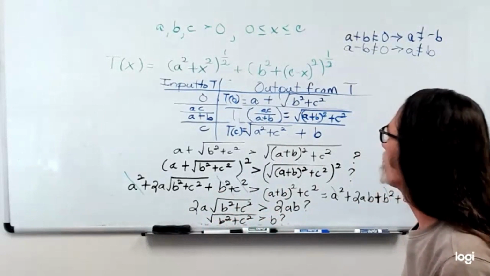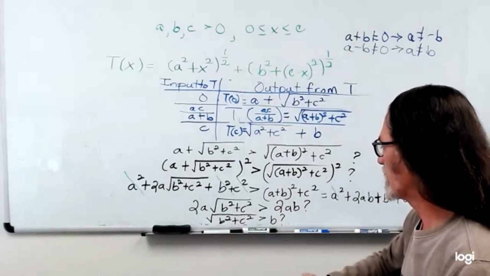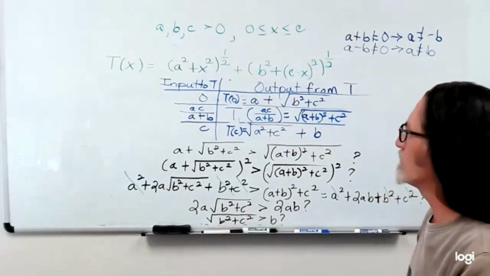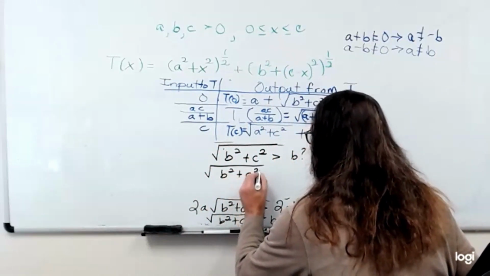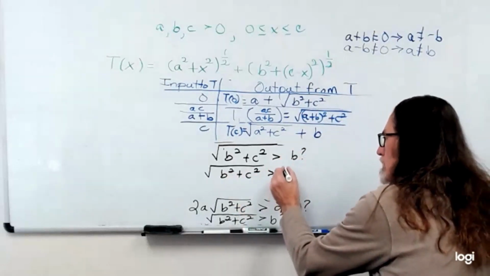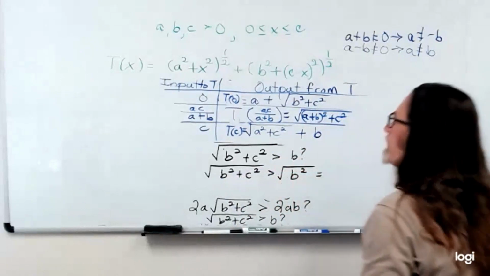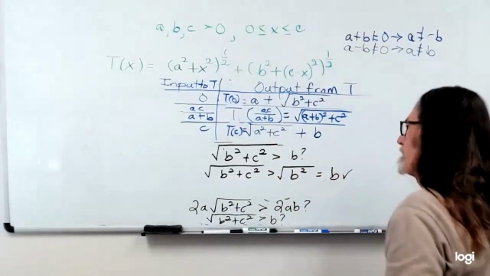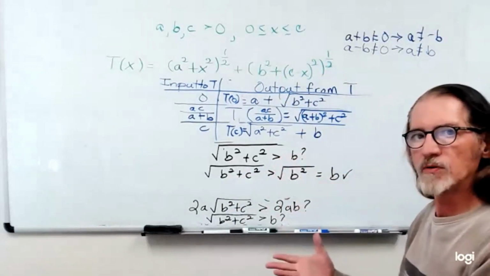Well, since c was strictly positive, then c squared is strictly positive, and adding that to b squared will give us something greater than b squared. Taking the square root of something smaller will give you a smaller square root. And since b was strictly positive again, square root of b squared is b. So, since we have a true statement there, it can be reversed.